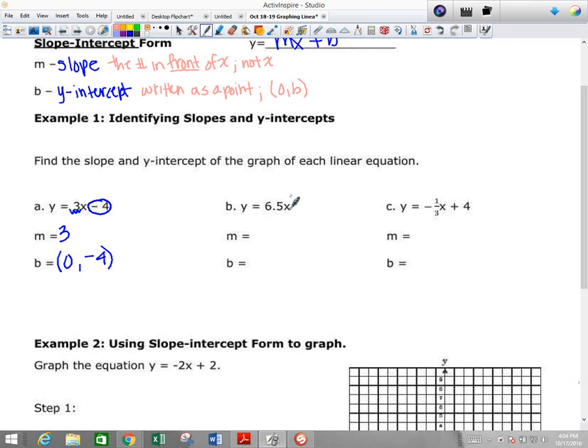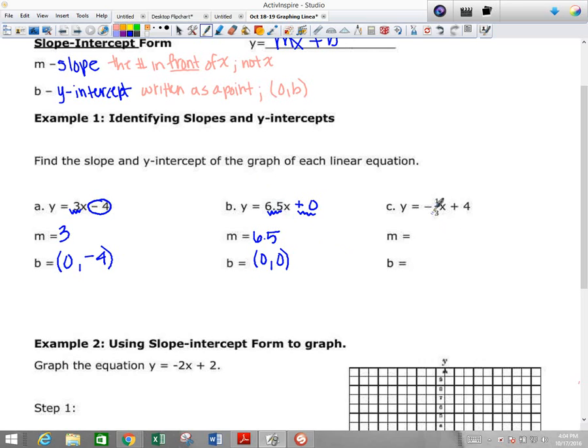Same thing for the next one. The slope is the number in front of x, so it will be 6.5. And because this doesn't have a b, you can really say this is plus 0. This plus 0 means it has a y-intercept written the same way as we write a point, (0, 0). In other words, your line goes through your origin.